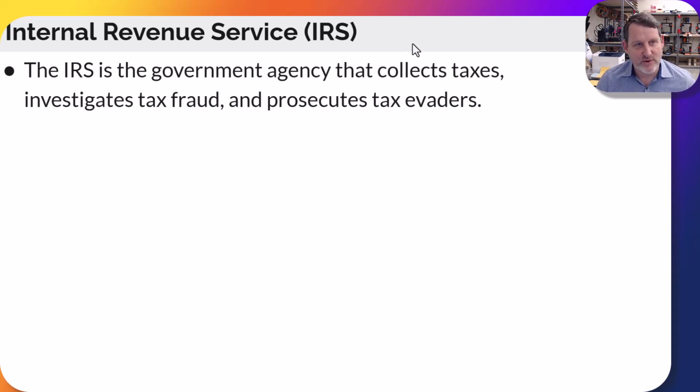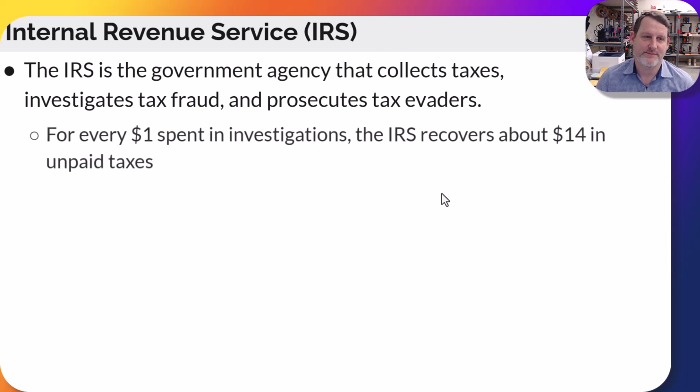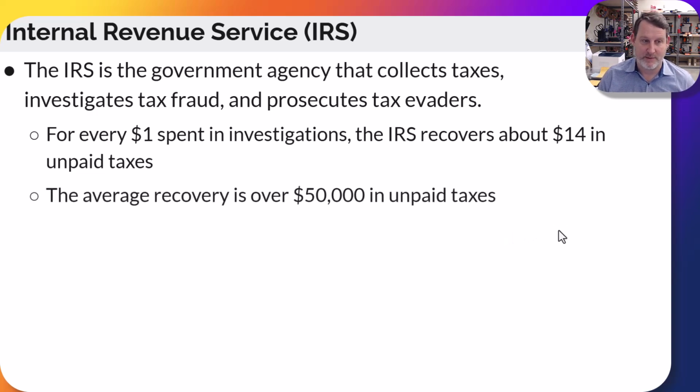It's called the Internal Revenue Service, that is responsible for collecting taxes, investigating tax fraud, and prosecuting tax evaders. Now, you don't have to worry too much about the IRS. For every $1 it spends in investigation, the IRS typically recovers about $14 in unpaid taxes. This is one of the arguments people make for having more IRS agents investigating tax fraud. It can be very lucrative for the government to pull in that extra tax money that people aren't paying.